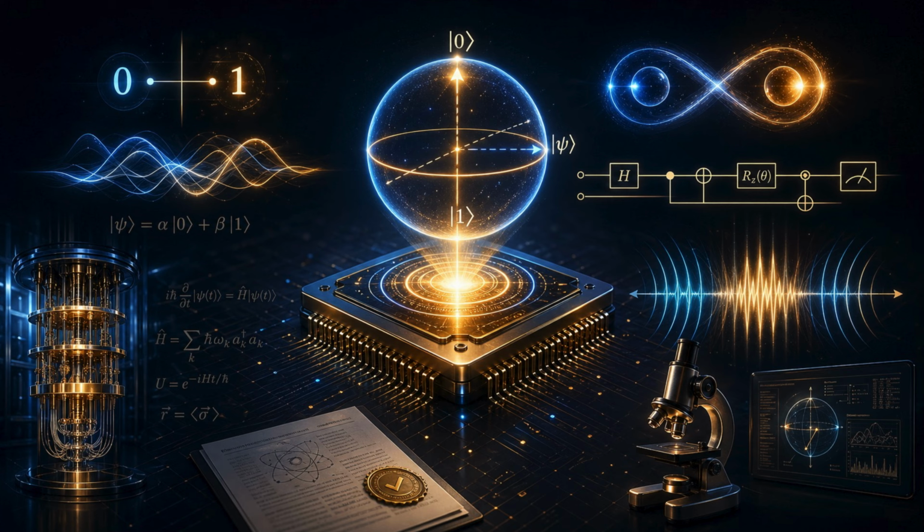But the speedup for unstructured search isn't exponential like Shor's, is it? The text classifies it as a quadratic speedup. Right, a quadratic speedup. So it reduces a search of n items to the square root of n.